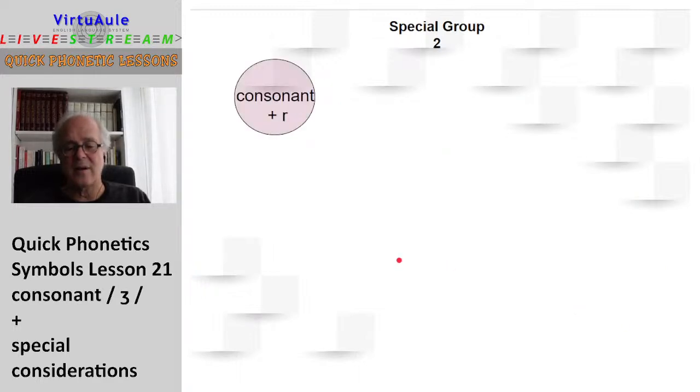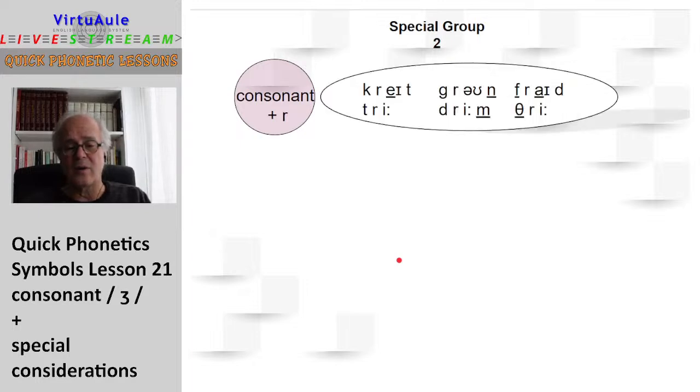We have the consonant, then the R, the rhotic R. We'll see how that works. We have crate. You see the R is short. It's not underlined. Crate. Grown. Fried. Tree. Dream.